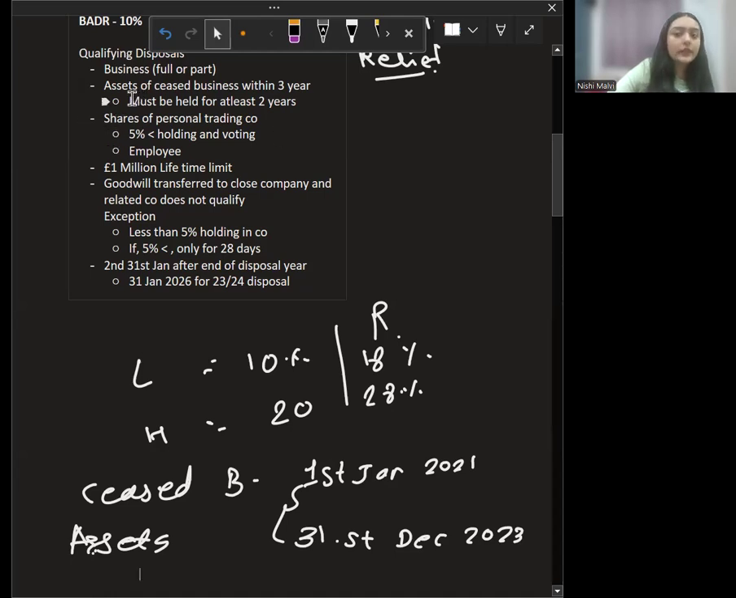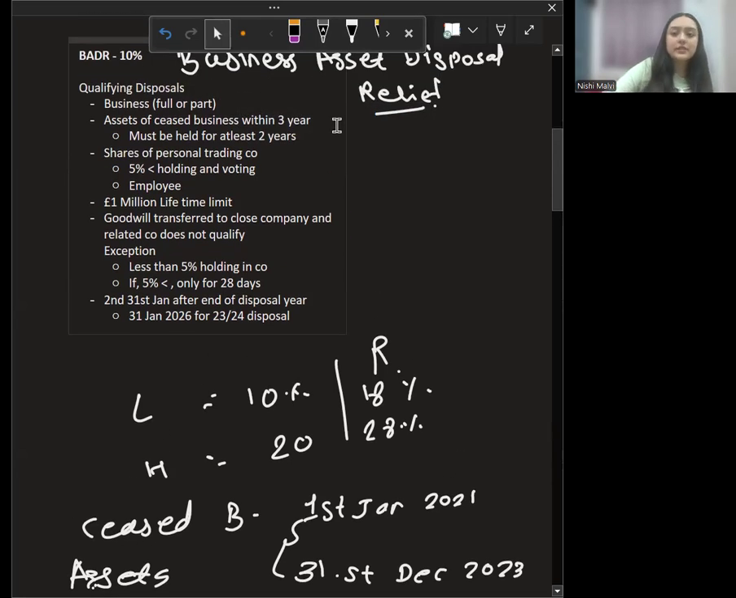Okay, one more thing: the asset must be held for at least 2 years before selling it. Now the next thing is shares. A person can sell shares of a personal trading company if he or she has their own trading company. Whenever he sells shares of it, he can claim Business Asset Disposal Relief. There's another condition: if a person is an employee, then he can also claim it.